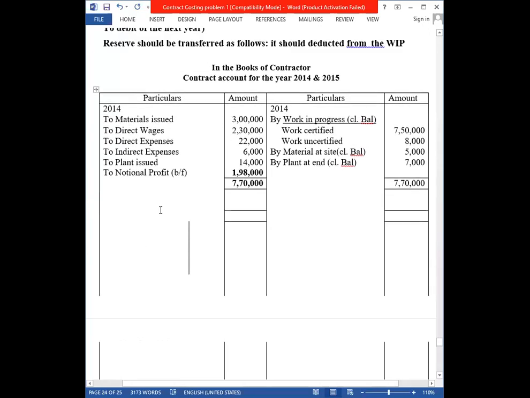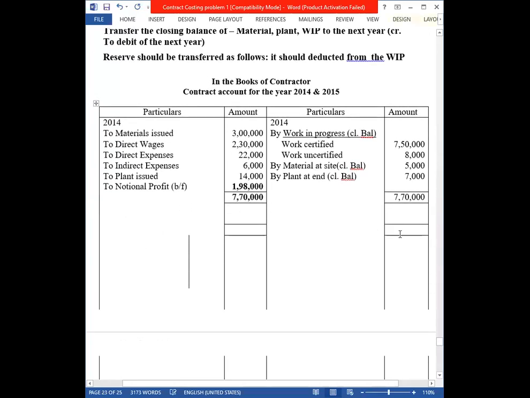Okay. So amount to be transferred to P&L account. First, let me transfer from this to this side. By notional profit 1,98,000. Okay. And just now you have calculated the amount to be transferred to P&L account. To P&L account. That means out of this 1,98,000, I can consider this much amount as a profit. Permanently, I can transfer it as a profit. I can consider that how much?